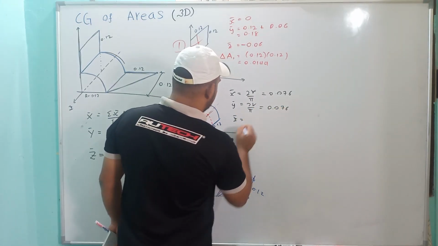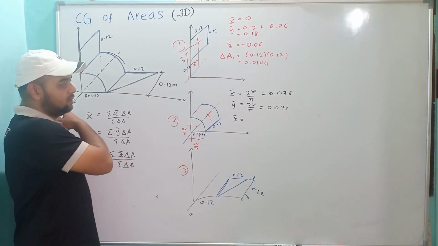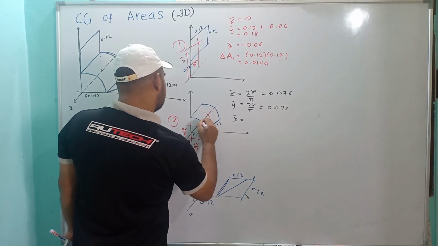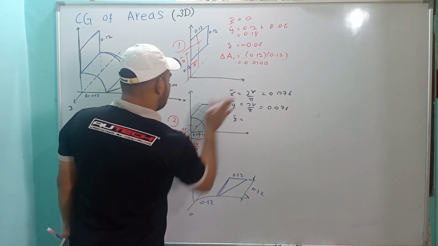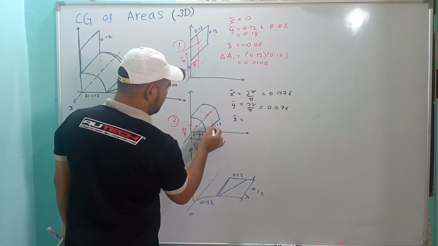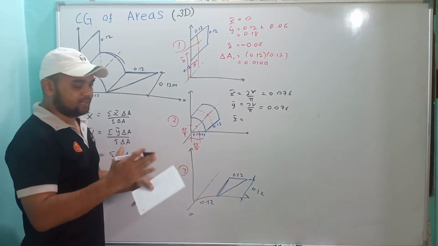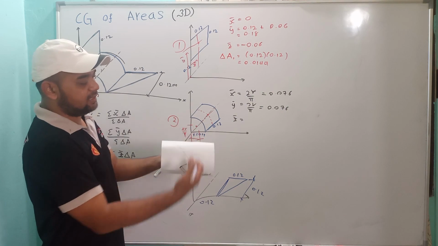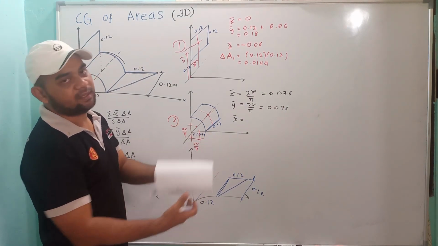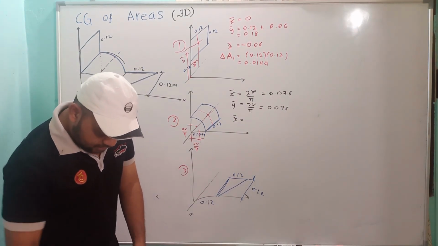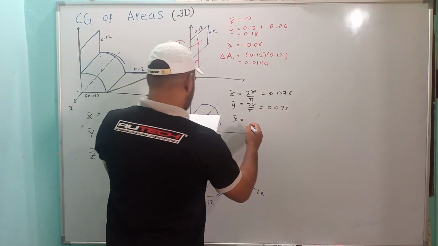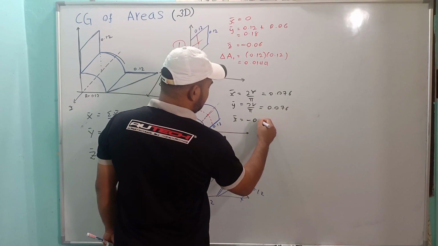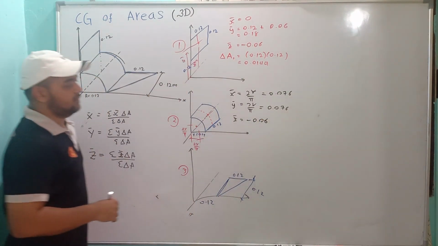Only the z bar you need to determine. Z bar is from this line going to the z direction. In this case it must be half, because in the z direction it is symmetrical, right in the middle. So in the z direction it will be half of 0.12, so negative 0.06.